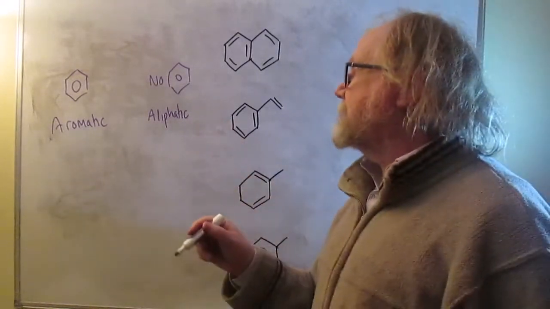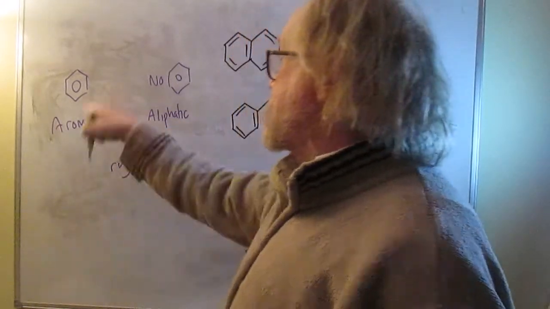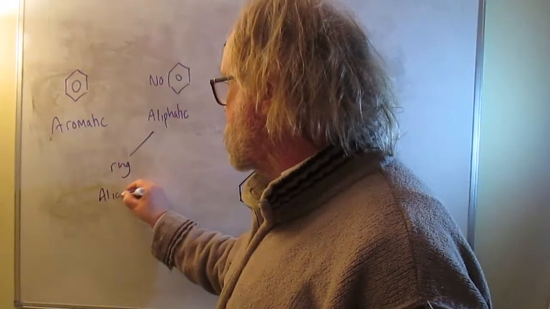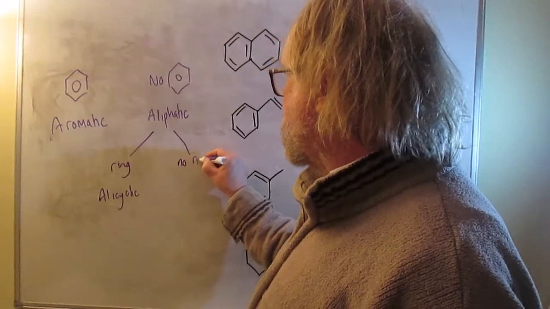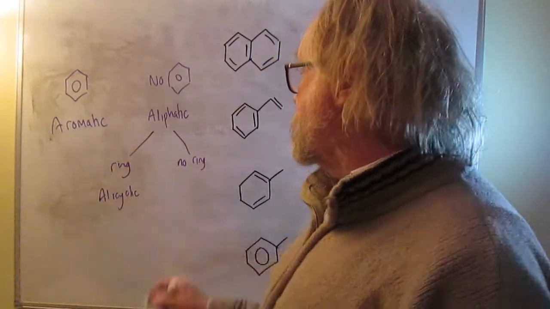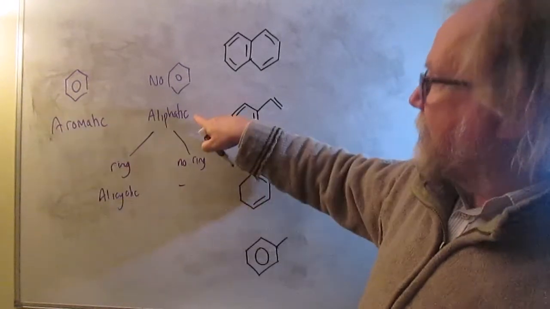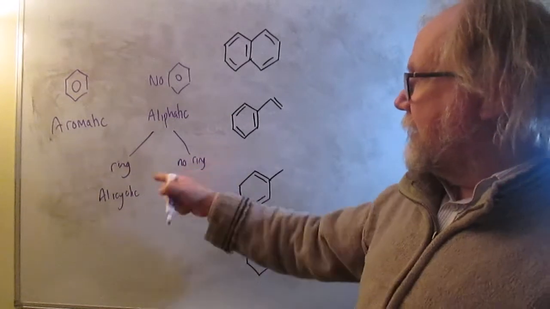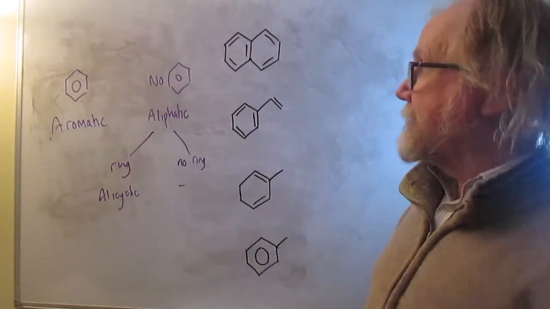Now within the aliphatic ones, if it contains some kind of ring that isn't a benzene ring, then it's called alicyclic, and if it has no ring, then it's not alicyclic. Okay, so these are just subsets. An alicyclic compound is aliphatic because it's a subset of the aliphatic ones, but if an aliphatic compound doesn't contain any kind of ring, then it's just aliphatic.